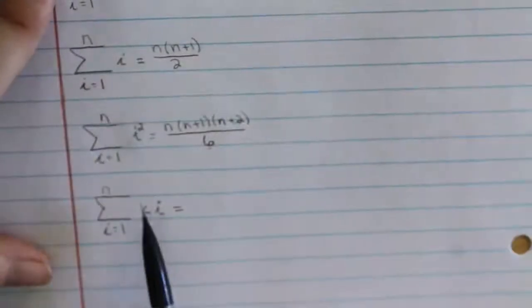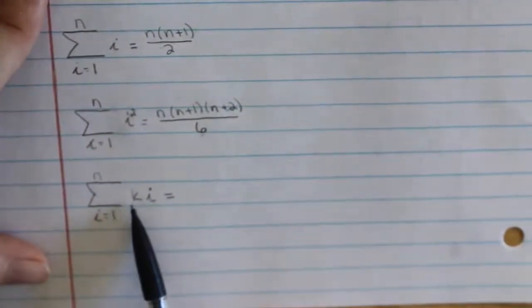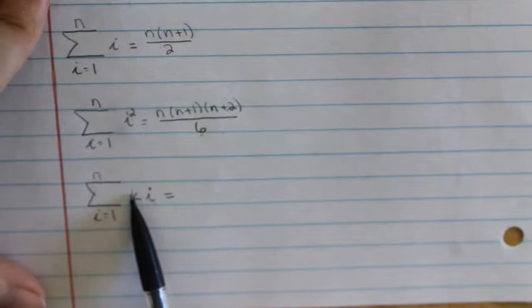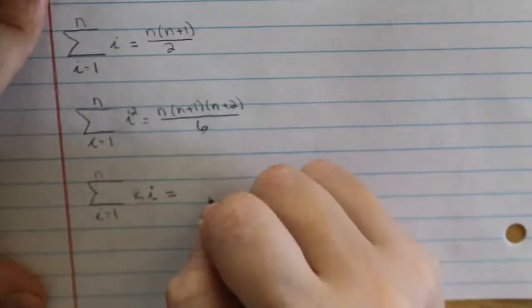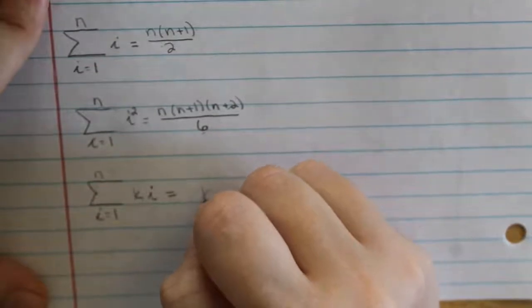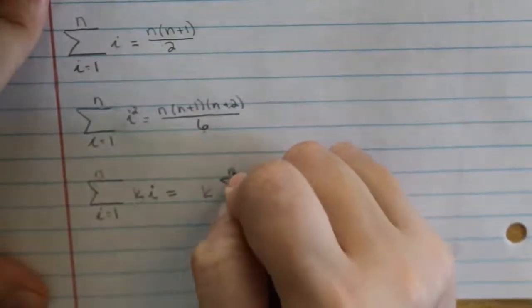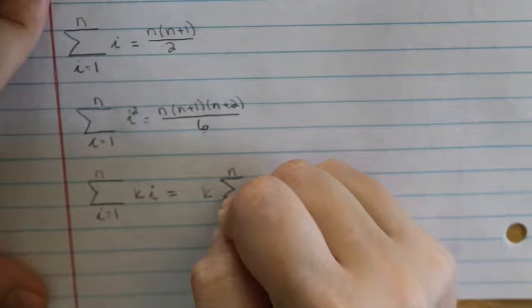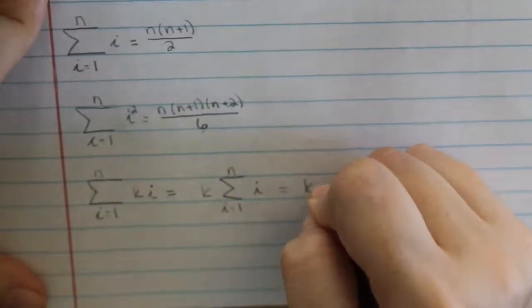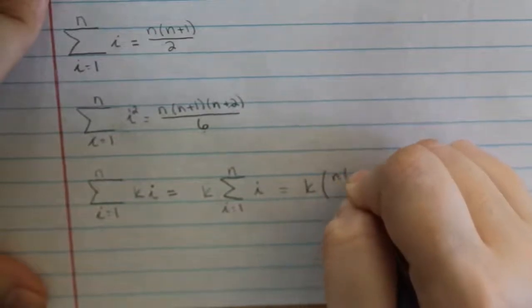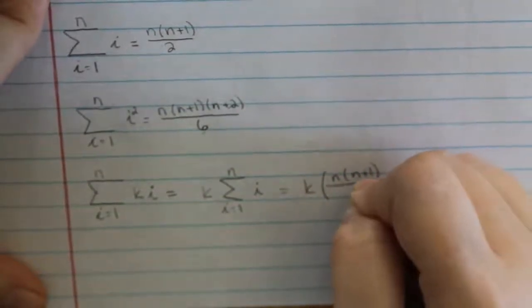And then this is something I want to show you here. What happens when you have a number in front? So you have like k, or you have like 2 times i. This is how you would write this. So you would actually write this as k times the sum of n, i equals 1 for i. But I'm going to show you this. Just simply do the constant times n plus 1 divided by 2.